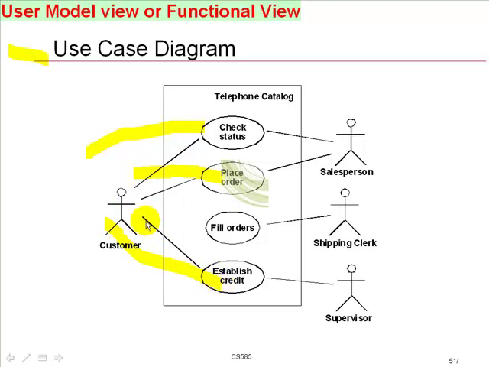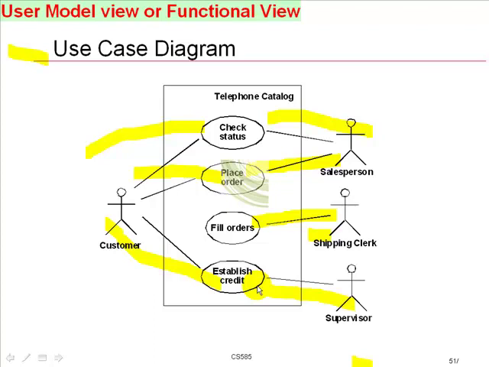But the customer user cannot fill orders. Fill orders is done by a shipping clerk. A salesperson can also check status, place order, but they cannot establish credit. A supervisor can only deal with established credit. The supervisor determines if a customer establishes a good credit or a bad credit, and so forth.